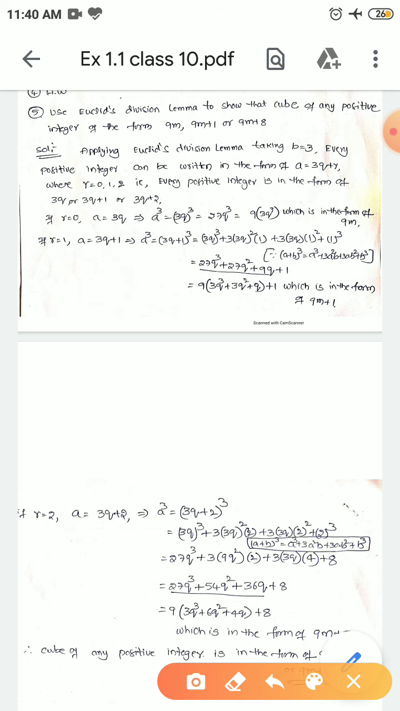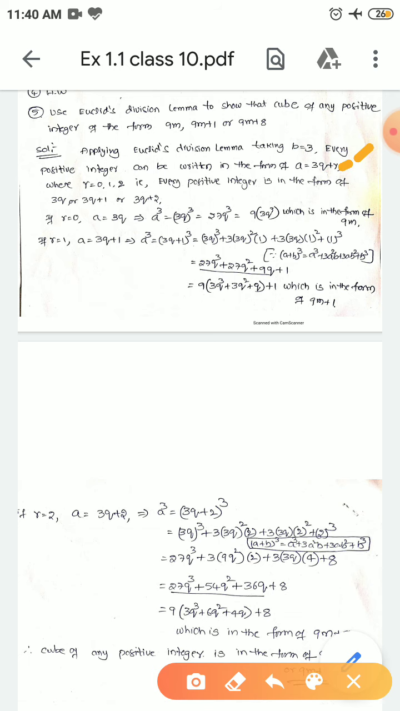Okay, so use the Euclid division lemma to show that the cube of any positive integer is of the form 9m, 9m plus 1 or 9m plus 8. So applying the Euclid division lemma, taking b equal to 3, every positive integer can be written in the form of 3.